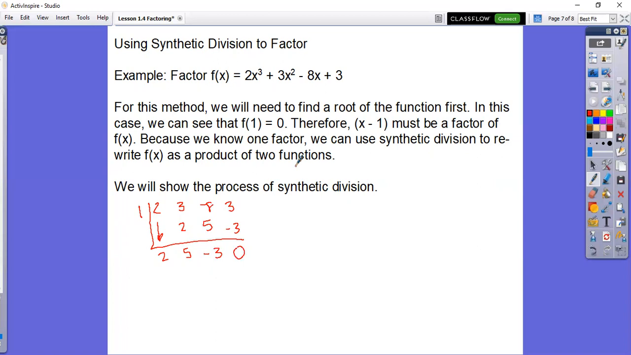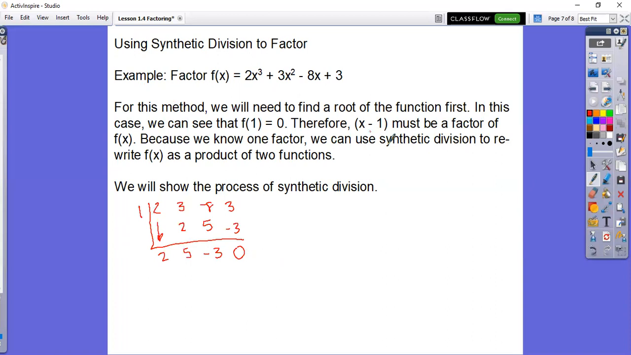If I'm using synthetic division to factor, it's because I've already found a root of the function, which means this last term will be 0. If you remember from your algebra classes, this is from the remainder theorem. This is the remainder from the division. This f of 1 will be equal to whatever this remainder is. If I know that I found a root, it should be 0.